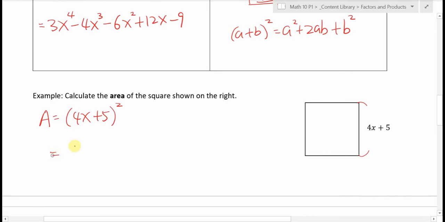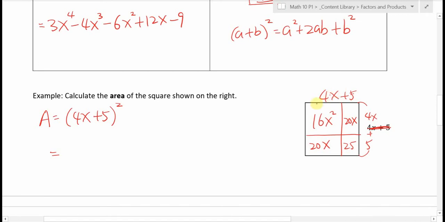Okay, I will. You know what? Because the diagram is drawn already, I'll just use it. Rewrite this as 4x and 5. Okay, use the area method. So you get 4x times 4x, 16x squared. 5 times 4x is 20x. We got 4x times 5, that's also 20x, and then 5 times 5 is 25, okay?